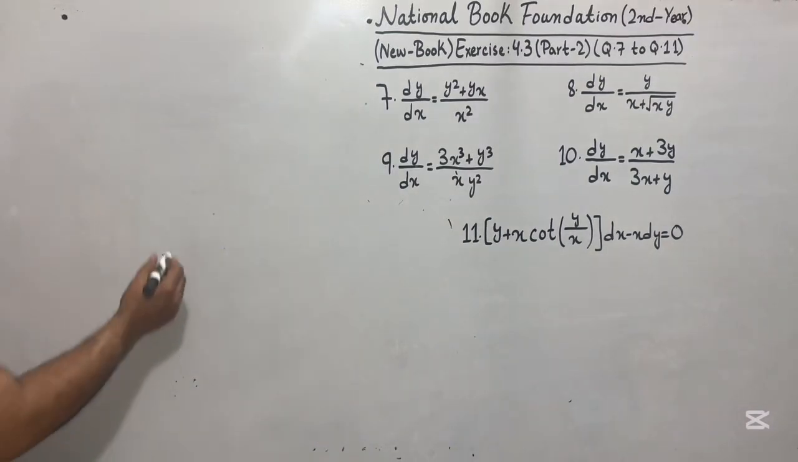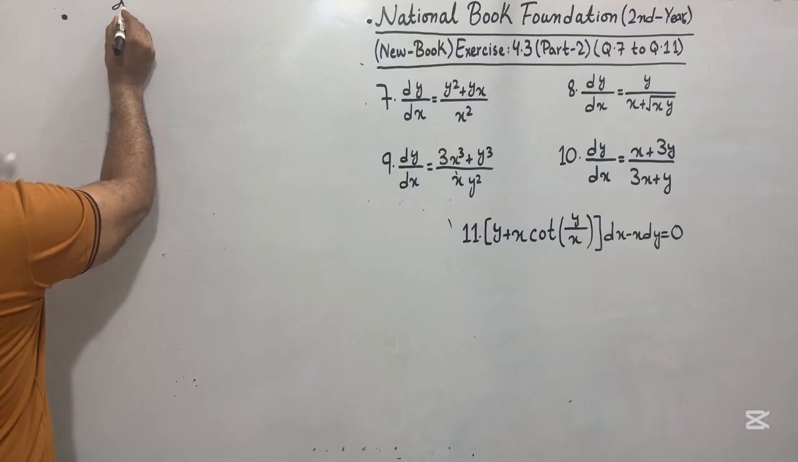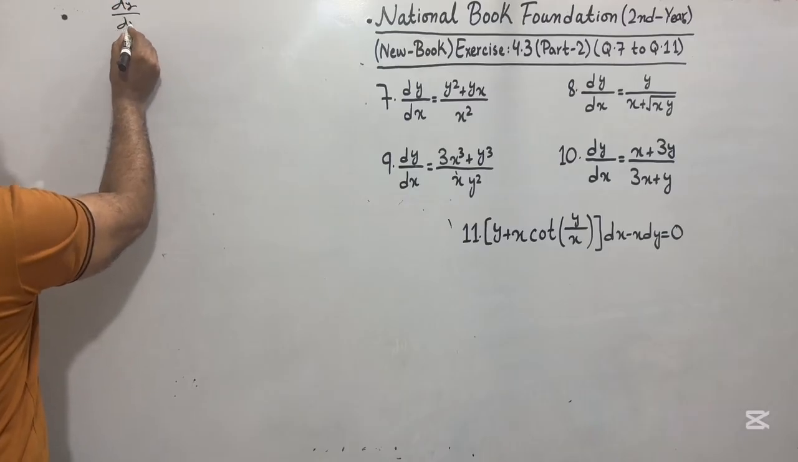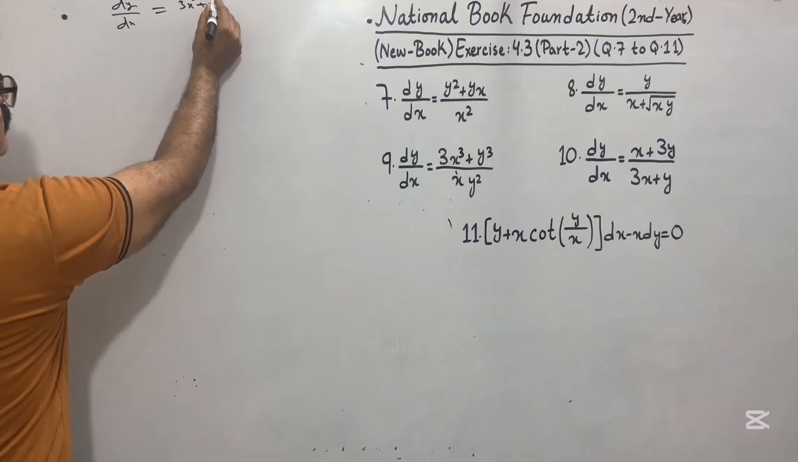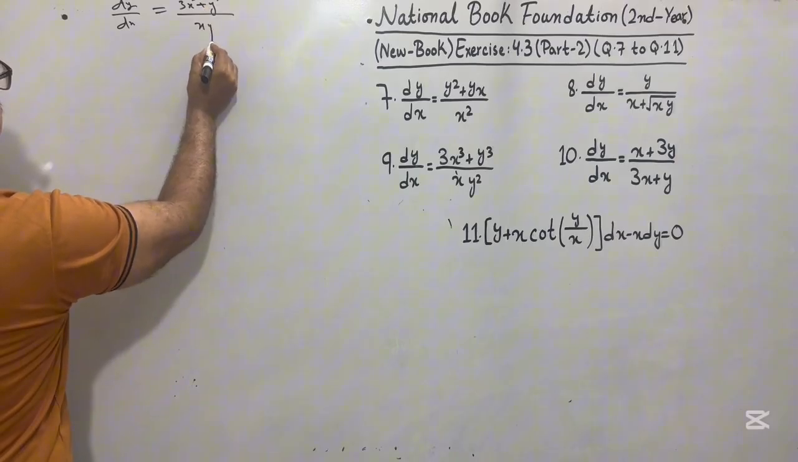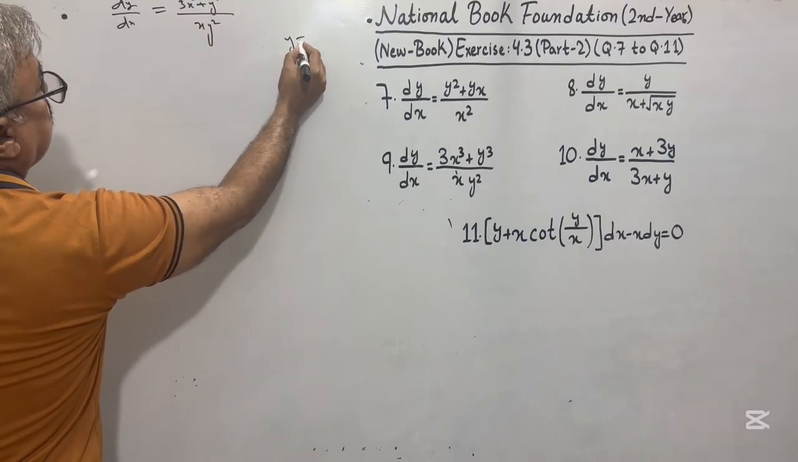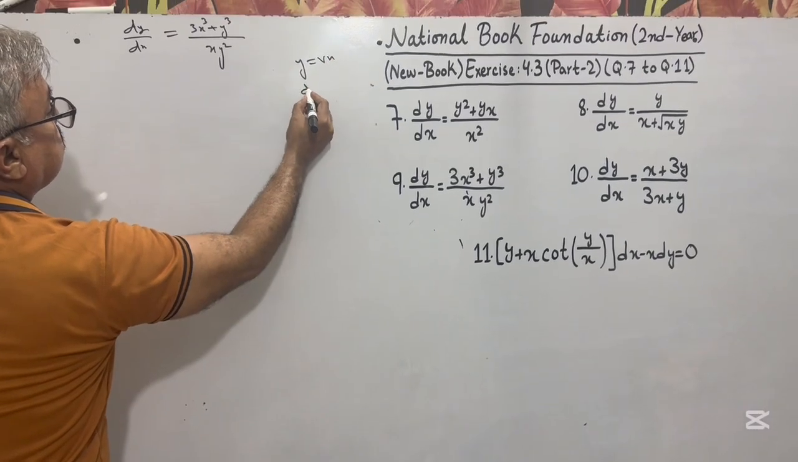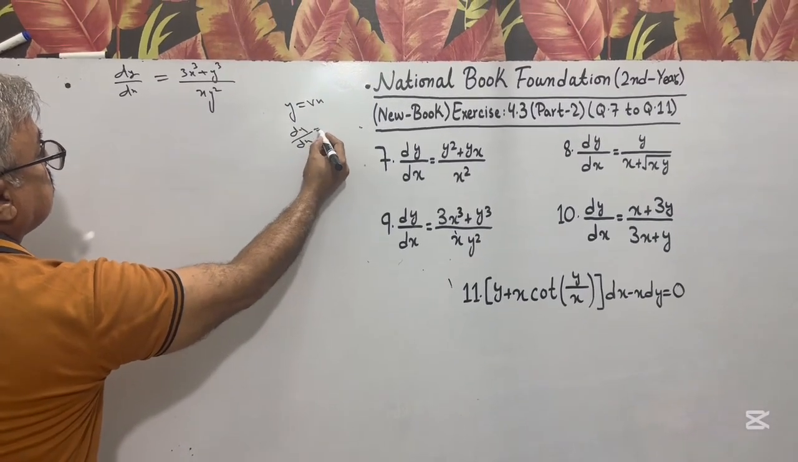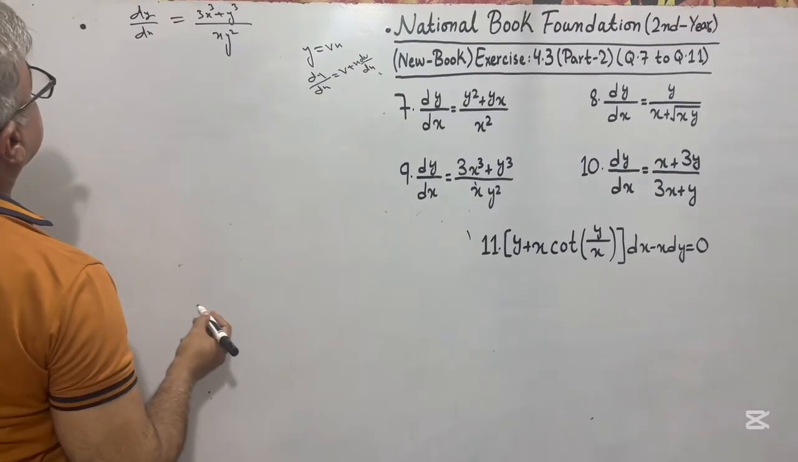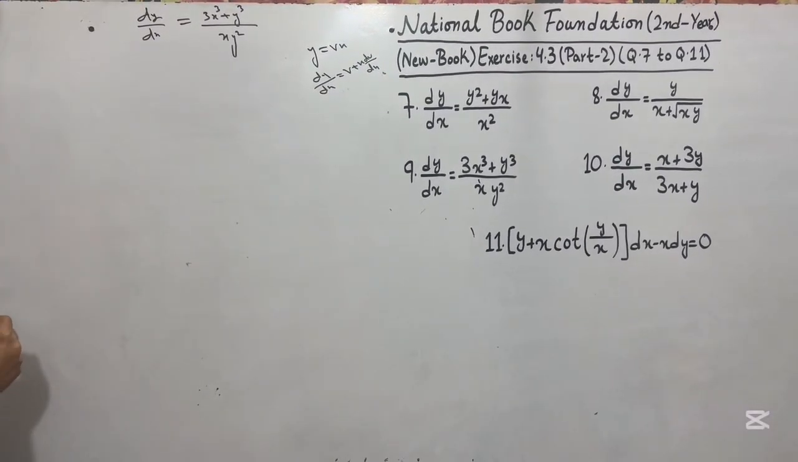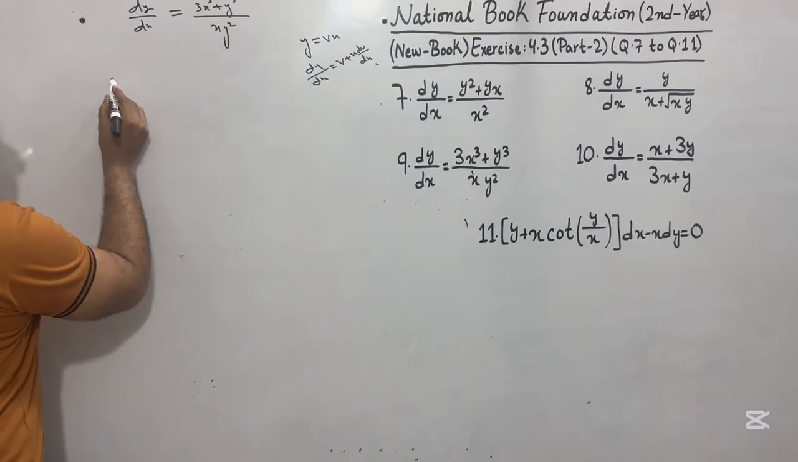Question number 9. dy over dx is equal to 3x cube plus y cube divided by x times y square. But y is equal to vx, its differentiation with respect to x is v plus x times dv over dx. This is the way to solve a homogeneous differential equation having no constant term.